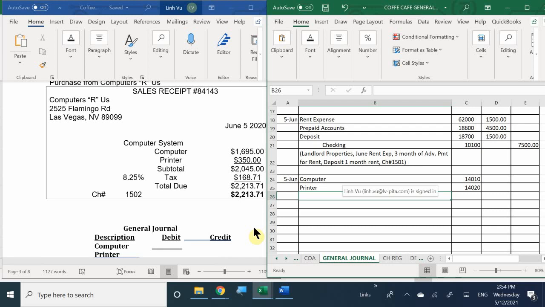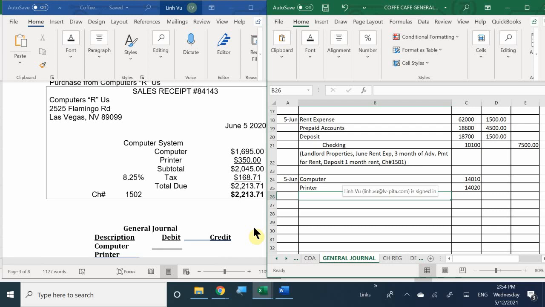Okay? Because we can't say the tax is 168, right? I'm going to distribute half of it to my computer and the other half to my printer. No. That's not how tax works. Tax is based on the total selling price. So in this case, we need to calculate how much tax it is alone for the computer and how much tax it is alone for the printer, because at the end of the day, the total amount is going to equal what you see on your receipt.